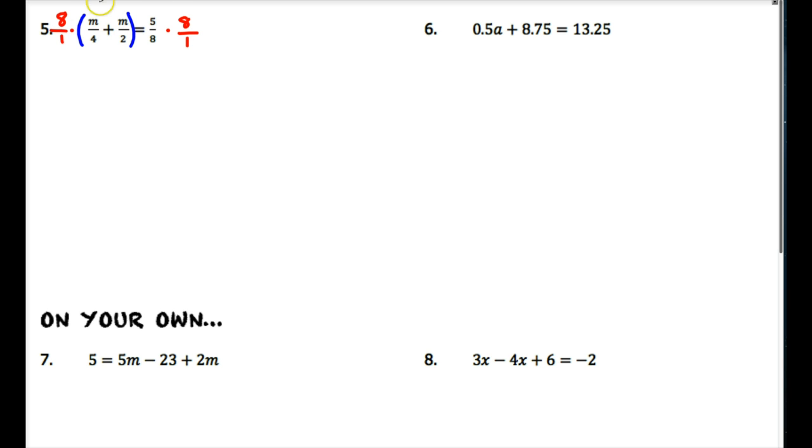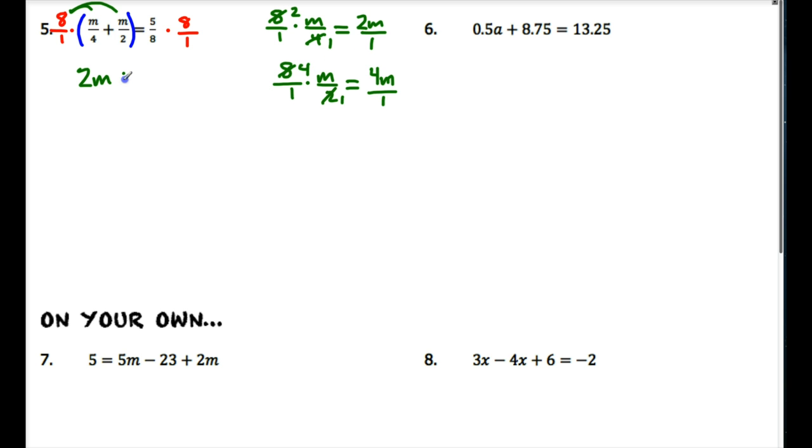Okay, so when I distribute 8 over 1 times m over 4, again, I can cancel my 4 and my 8, would cancel to 1 and 2. 2 times m is just 2m, and then over 1, so this just becomes 2m. And then when I take 8 times m over 2, 2 and 8 cancel to 1 and 4, and I get 4m over 1, or just 4m. So we have 2m plus 4m is equal to 5/8 times 8 over 1. The 8's cancel, and you just get 5.